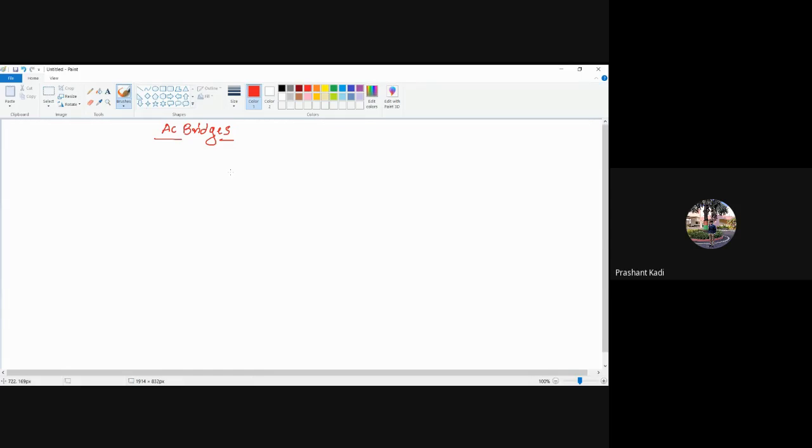Today, let's start with the topic AC bridges. In the previous class, we measured the value of unknown resistance by using DC bridges. DC bridges are mainly Wheatstone bridge and Kelvin's double bridge. Kelvin's double bridge is used to measure the small resistance, whereas Wheatstone bridge is used to measure the medium resistance.